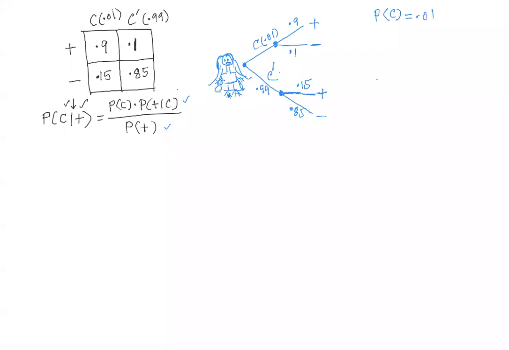Now the probability of testing positive, given that one has cancer. So one has cancer and tests positive, that's 90%, given that you have cancer, so 0.9.